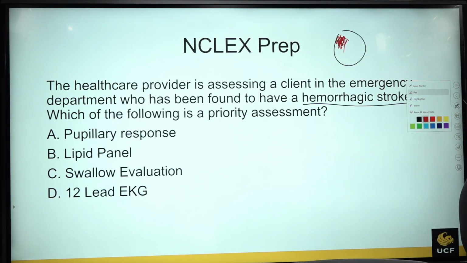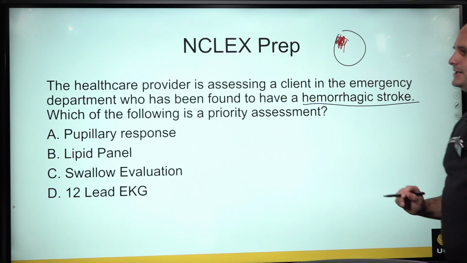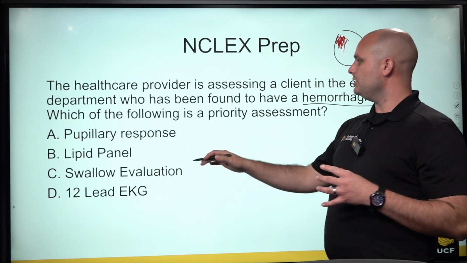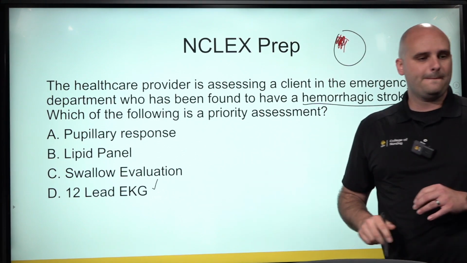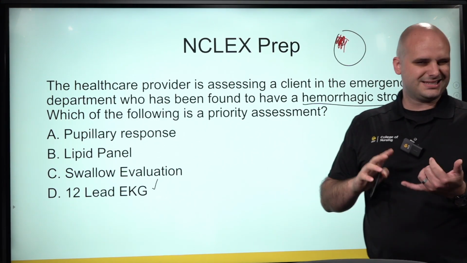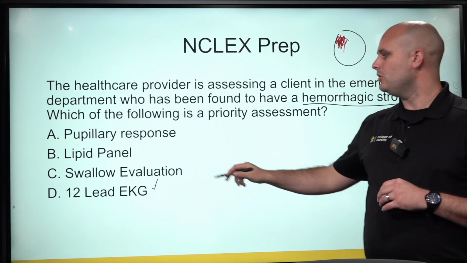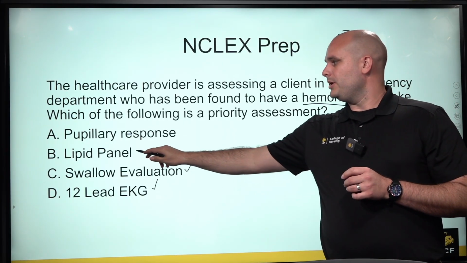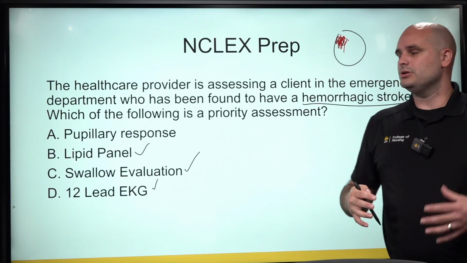I put this question at the end because I wanted to highlight it. All these things I had taught you except one. So we learned that we want to do a 12 lead, right? We want to check their heart. I said echo, those types of things we want to do. We want to do a swallow eval because we want to make sure they can swallow. We want to do a lipid panel to see where their cholesterol is.